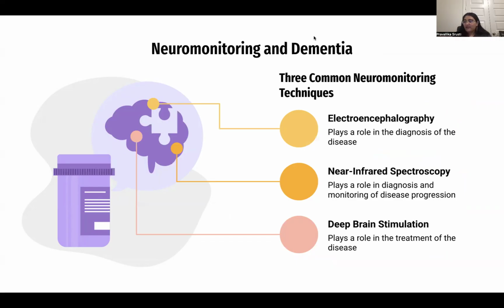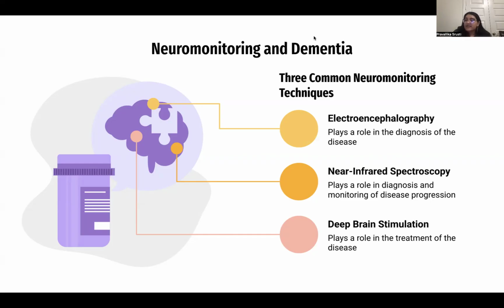And this we're going to look at as it plays a role in the diagnosis of the disease, right? And also the diagnosis of which specific disease, not just dementia. Is it Alzheimer's? Is it vascular dementia? Is it Lewy body dementia? We'll go more into that later. I also want to look at near-infrared spectroscopy, which we haven't discussed in our class, and the role it plays in both diagnosis and monitoring of disease progression.